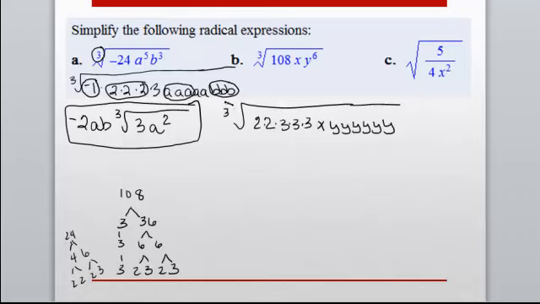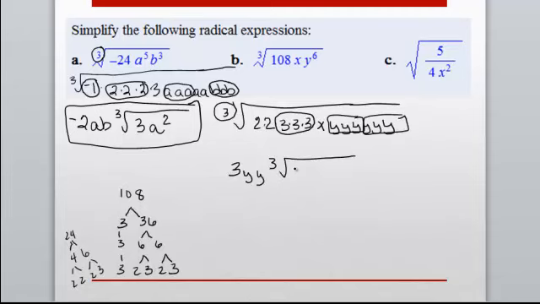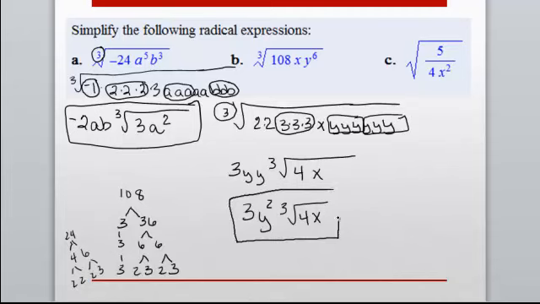Okay. They will need to escape in groups of 3 again. We only have 2 2's, so they have to stay. 3 3's, we only have 1 x, so it has to stay. Here's 3 y's. Oh, and here's 3 more y's. So everything that gets to escape will be 1 3 and 2 y's. The 2 2's and the x have to stay in prison. But y times y is just y squared. So 3y squared on the outside and 4x on the inside. So 3y squared cube root of 4x will be your answer.